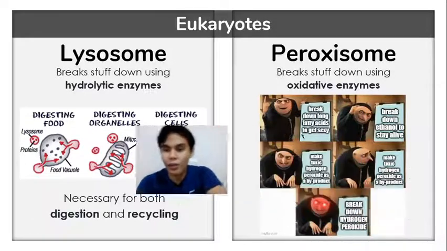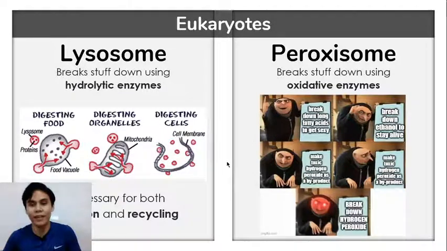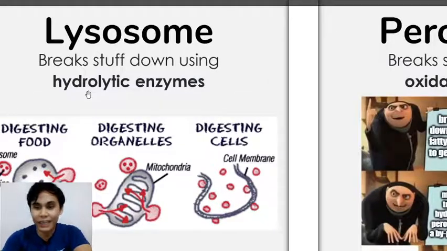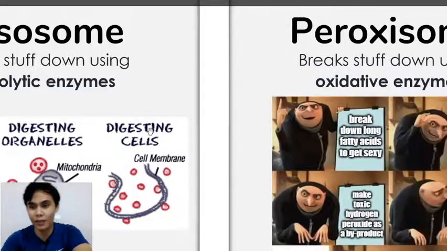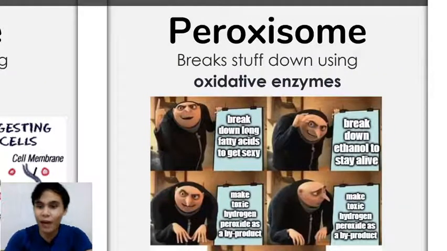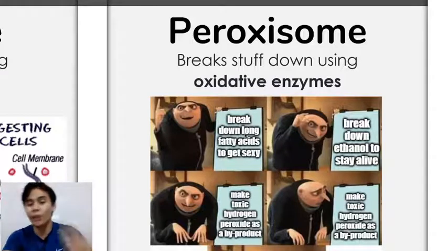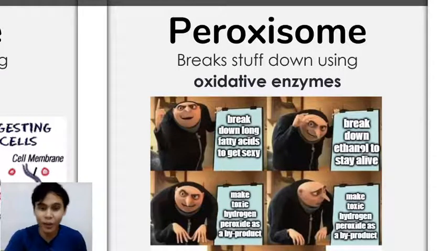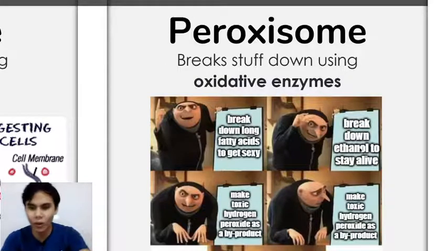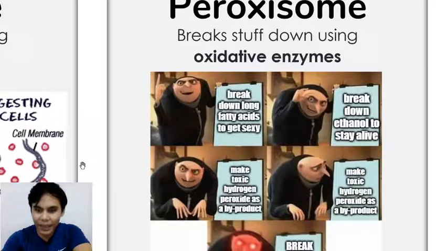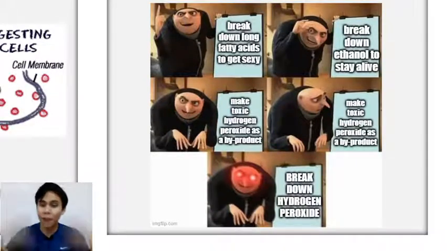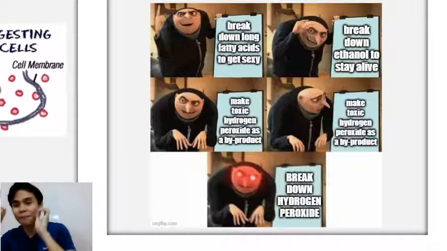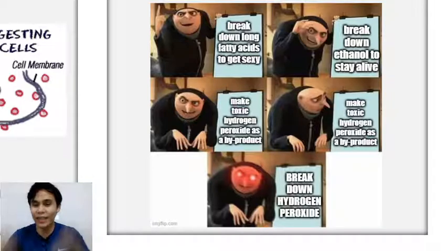On the other hand, we have peroxisomes, which actually break down stuff using oxidative enzymes. So it's the same function, but a different type of enzyme. But this oxidative enzyme has a bit of a flaw. It has a byproduct, which is hydrogen peroxide. It breaks down things like fatty acids, which are parts of your fats. It also breaks down ethanol, the component of your drinking alcohol. So the problem is it makes toxic hydrogen peroxide as a byproduct. But it also can break down this hydrogen peroxide so that it keeps the cell safe from its own byproduct.